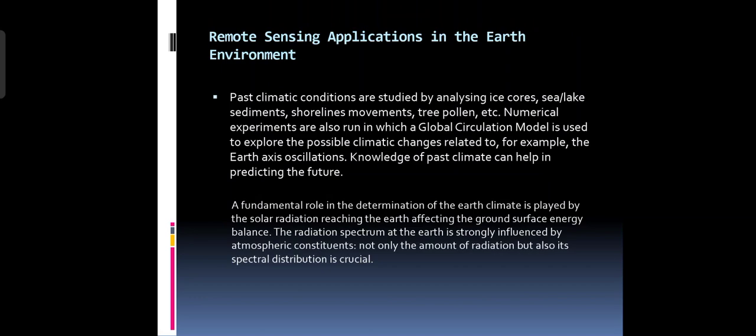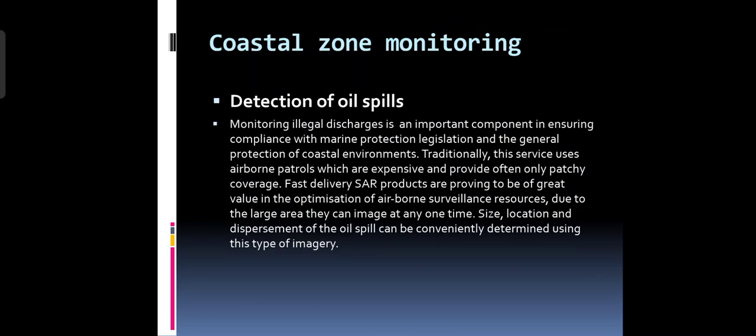A fundamental role in the determination of the Earth climate is played by the solar radiation reaching the Earth, affecting the ground surface energy balance. The radiation spectrum at the Earth is strongly influenced by atmospheric constituents. Not only the amount of radiation, but also the spectral distribution is crucial. Then coastal zone monitoring. The first one is the detection of oil spills. Monitoring illegal discharge is an important component in ensuring compliance with the marine protection legislation and general protection of the coastal environment.